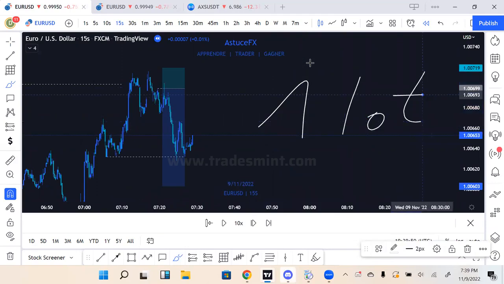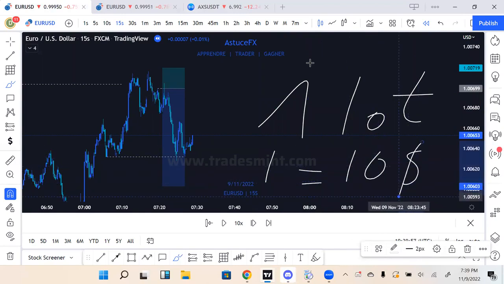If you use one lot, 1 pip is equal to 10 USD. So if I use one lot, 1 pip is $10. If I want to risk, let's say, $100 on this trade, then you have to use 10 lot, because 10 lot makes 100.